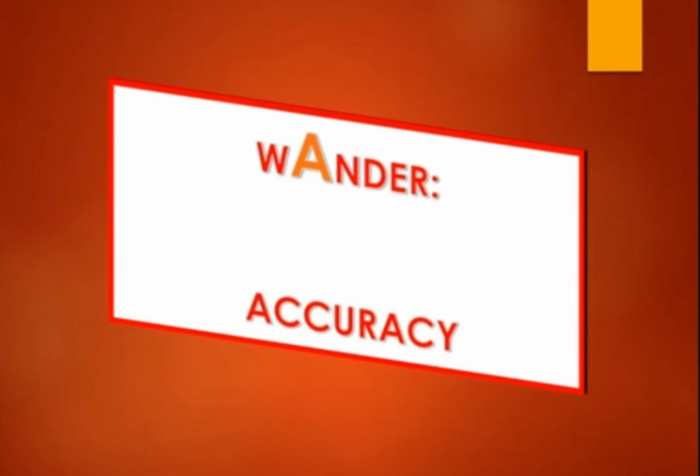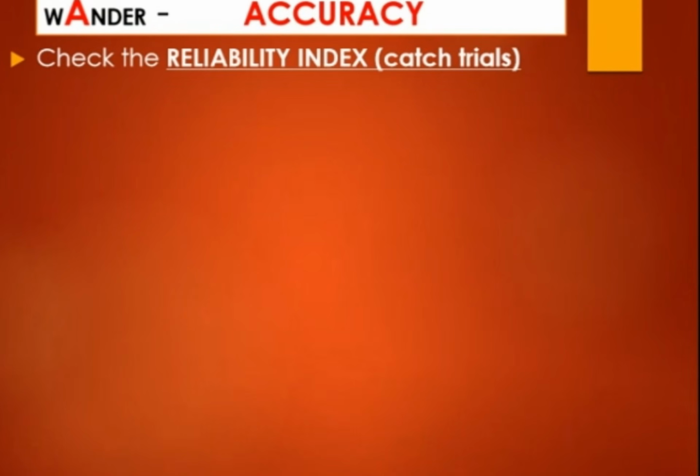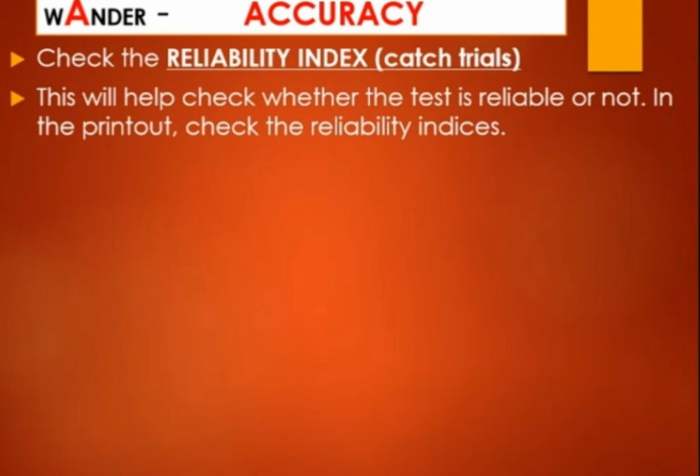So let's go over to the A, which is accuracy. If you're interpreting visual field results, like I said earlier, you should first of all look at the reliability index, which we also call the catch trials. The reliability index is made up of the false positive, the false negative, and the fixation losses. This will help you check whether the test is reliable or not, and whether you are going to continue with the interpretation or send for retesting.